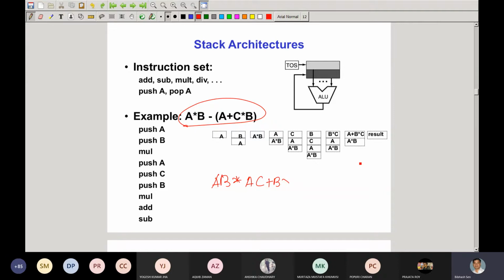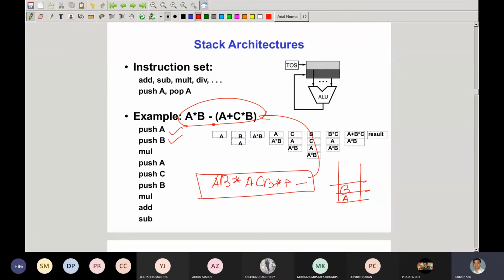Sorry, not this. You can write SCB star plus minus. Suppose, may I write this sentence? If you see, these are mostly look like in this way. So what happened there? Initially in the stack, A will be pushed, B will be pushed. See, A and B will be pushed.